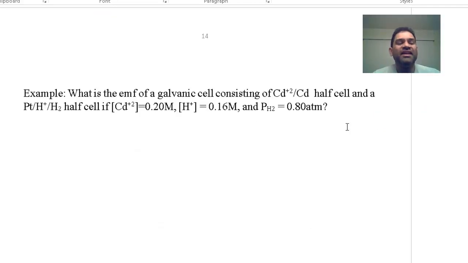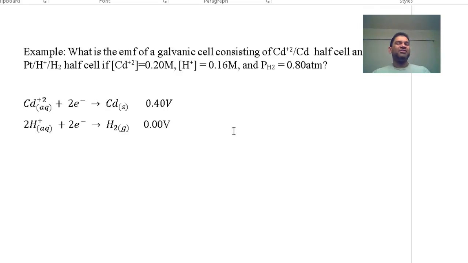Another problem is, what is the electromotive force of a galvanic cell consisting of a Cd plus 2, cadmium half cell and an H plus, H2 half cell? If cadmium is this concentration, H plus is 0.16 molar, and pressure of hydrogen is 0.80 atmosphere. So we have a Cd plus 2, cadmium half cell and a platinum H plus, H2 half cell. So let's go ahead and solve for that.